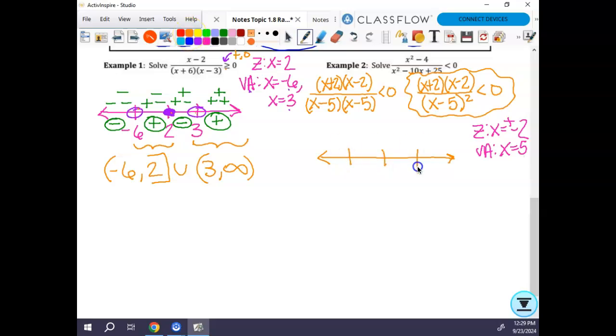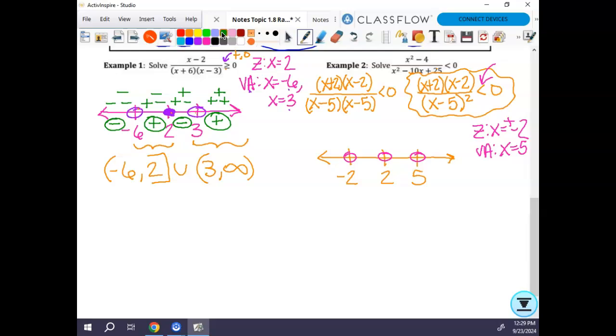1, 2, 3, you have to put them least to greatest, like so. My vertical asymptote, which is x equals 5, is open for sure. Then my sign is just a less than, so what's happening with my zeros? They are open, very good. So everything's open here. Now I test some numbers.